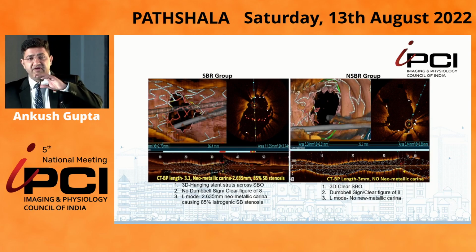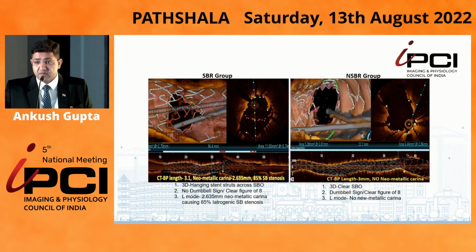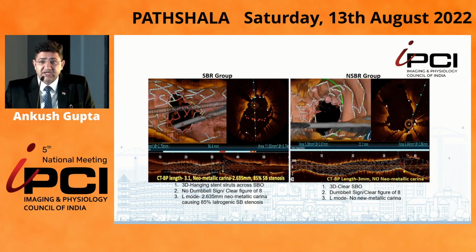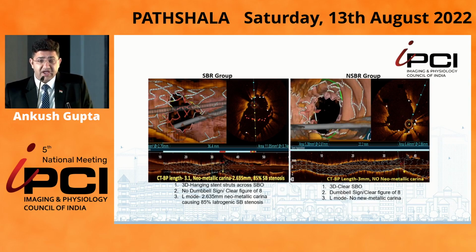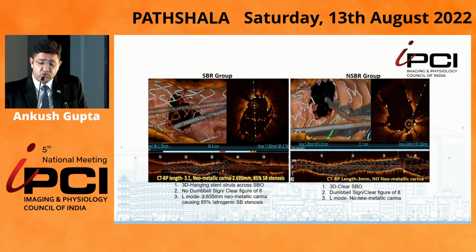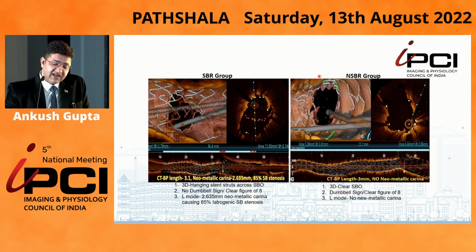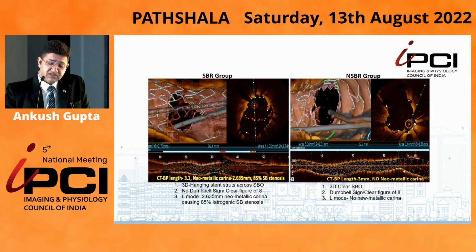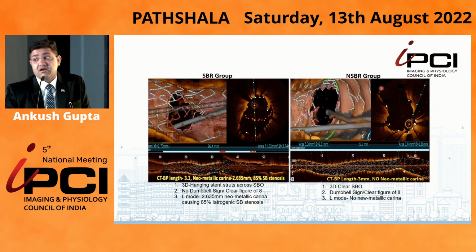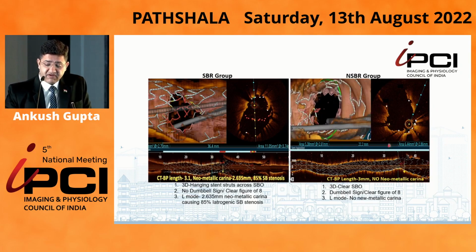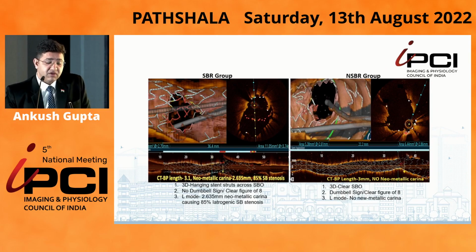So when we are doing left main bifurcation using OCT, it's beyond MLD max. During the final pullback, we have to achieve almost nil hanging stent struts across the side branch ostium. We have to achieve a clear figure of 8 near the native carina, and we should have almost minimal neometallic carina.